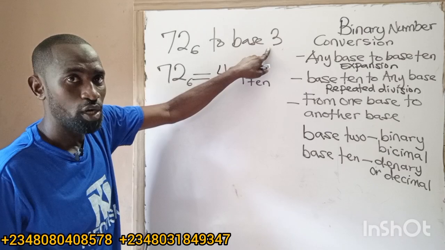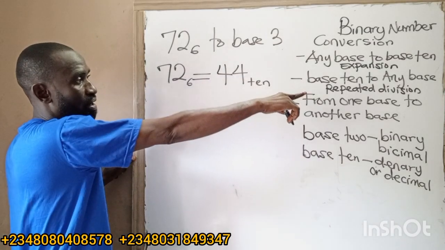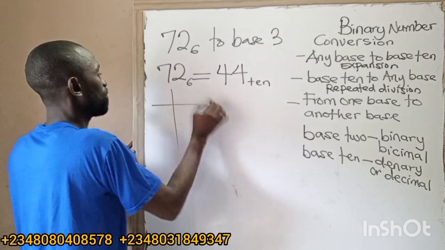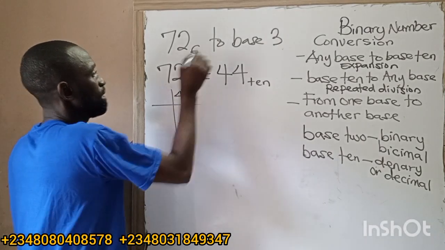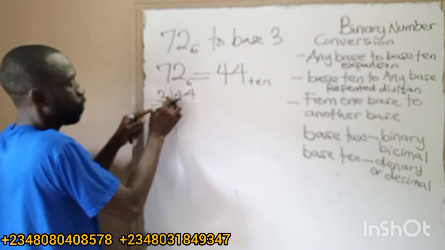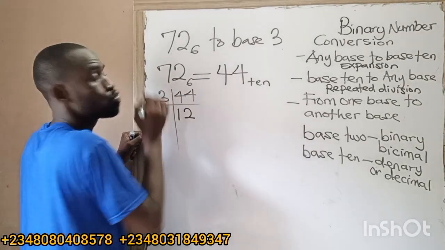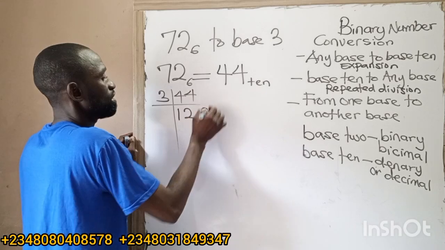So okay, we're going to use what we call the successive division method. So repeated division. So we have 44 here, 44 here. We put our 3 here. 3 here, 1. That will remain 1. 3 in 14 will be 2. That is 12. Remember 2.